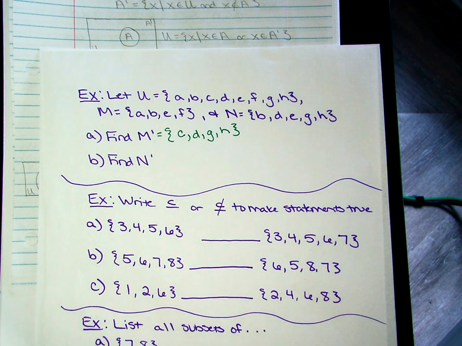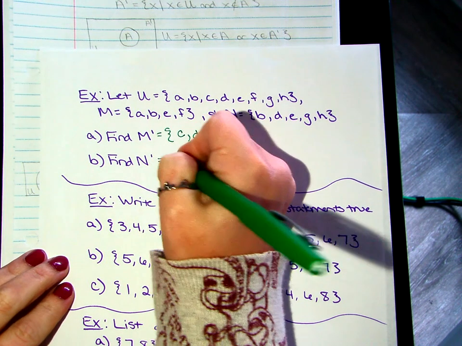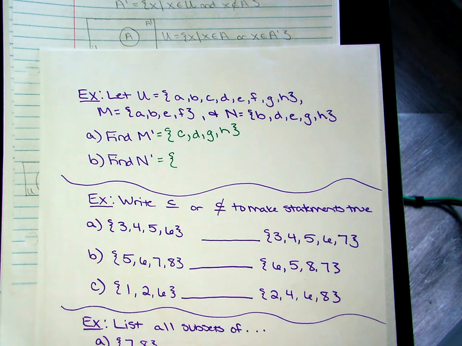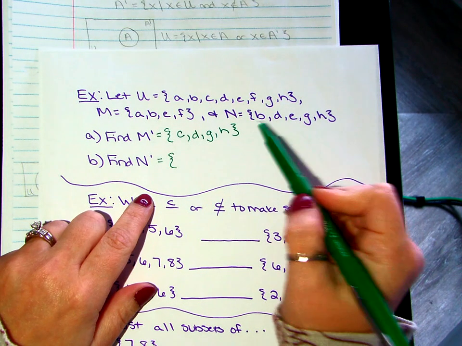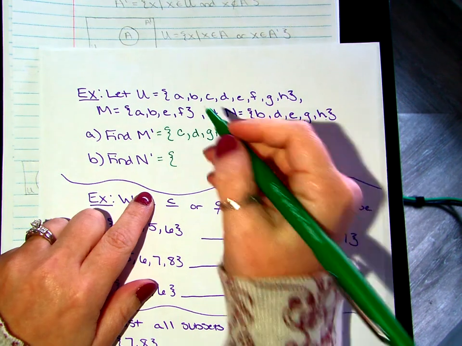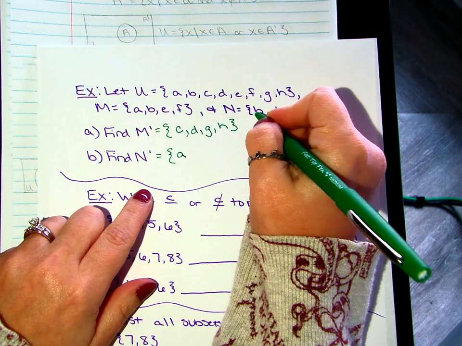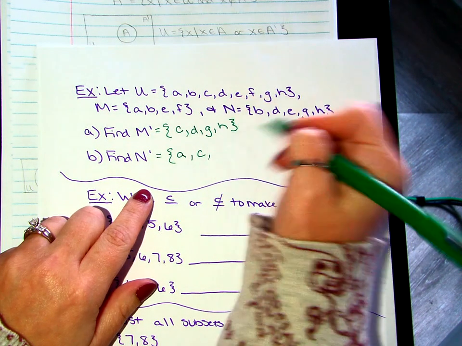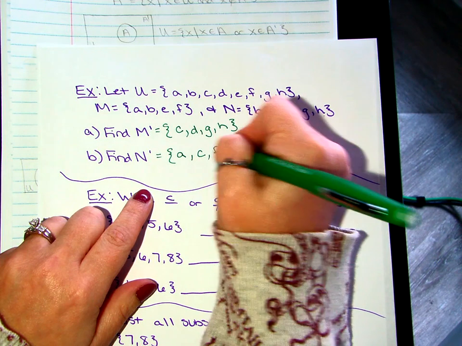So what lives in N complement? A, C, and F. Yep, if I look here at what lives in N, I'm just going to look for what doesn't live in N. So that's A, then I have B, C, D, E, and then F is the only last one.